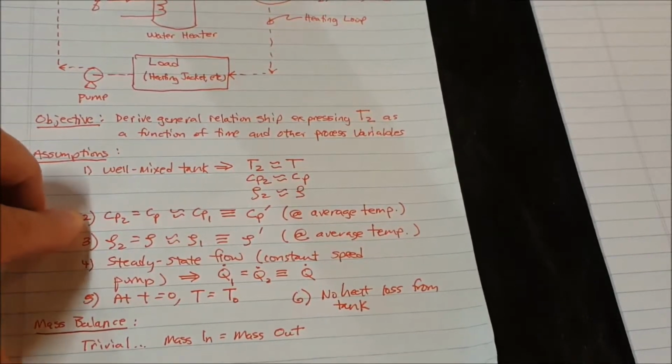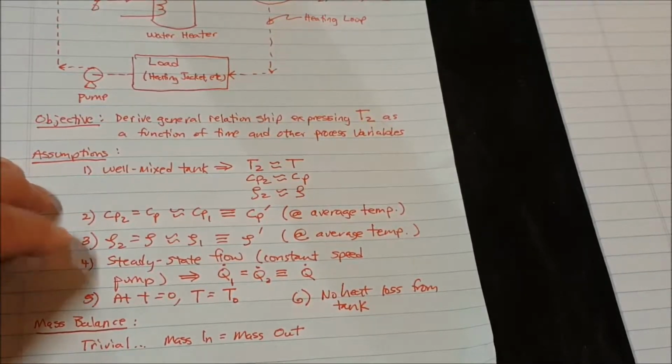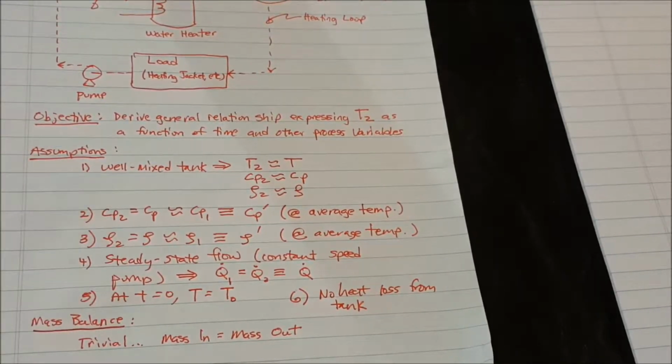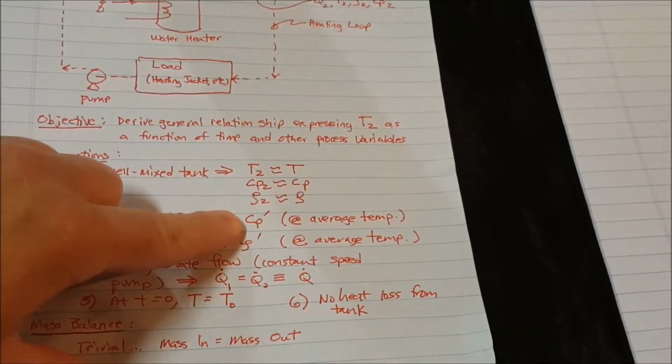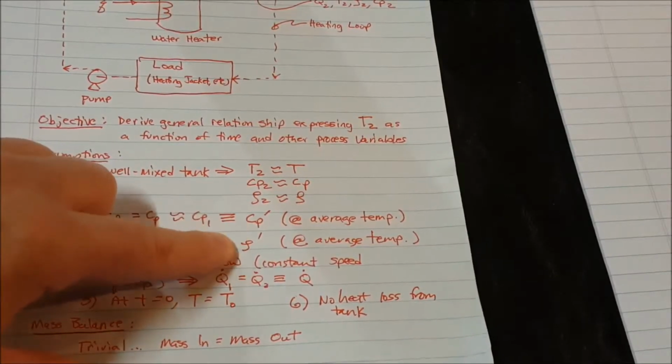Okay, somewhat related is I'm just going to assume that the heat capacity and density for all streams are equal, even though they're at different temperatures. But I guess the real assumption here is the temperature doesn't vary that much across the water heater. And so I'm just going to call them generally CP prime and rho prime.